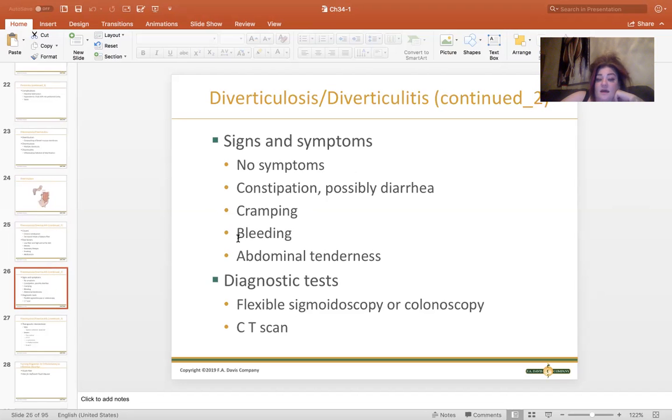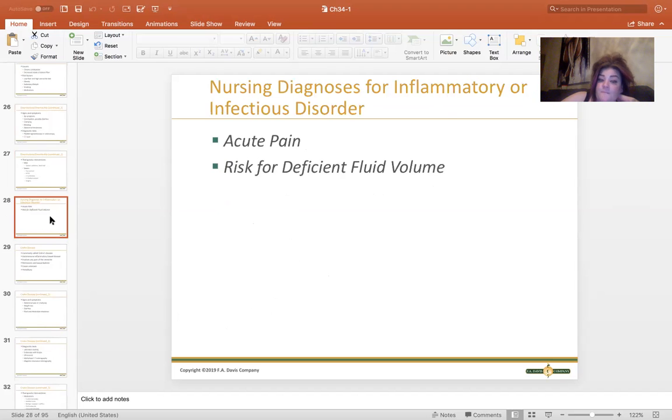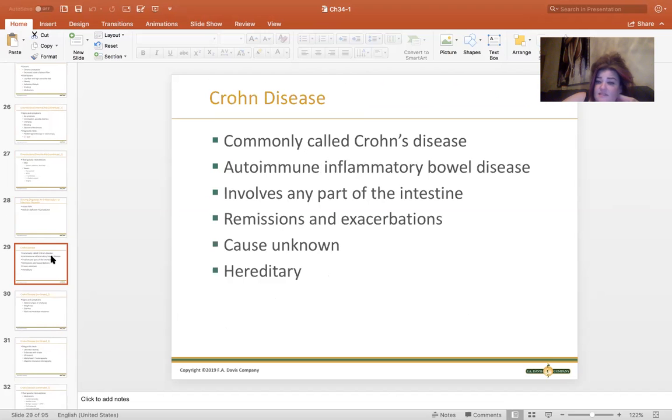And then signs and symptoms, a lot of the time, until it's a problem, there really are no symptoms. You could have constipation, maybe some diarrhea, cramping, bleeding, some tenderness, but more so you're going to get your information when you actually are in the hospital and you have the symptoms, and that's when things become more relevant as far as what's going on and what needs to be done. Definitely there's pain to this. It's an inflammation of that little diverticulum that pokes out from the intestinal wall, and it doesn't feel good.